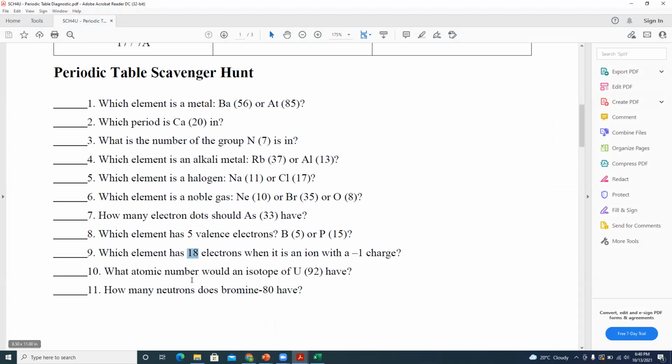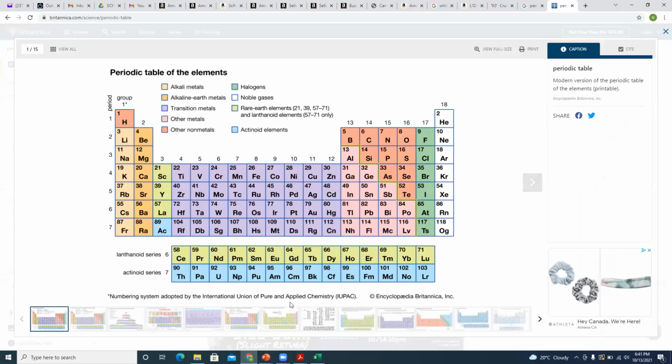And what atomic number would an isotope of uranium-92 have? So we're talking atomic number of an isotope of uranium-92. So let's take a look at the periodic table. Where is uranium-92? Uranium-92, it's down here in the actinoid series. What sort of an atomic number should an isotope of uranium-92 have? Any thoughts?